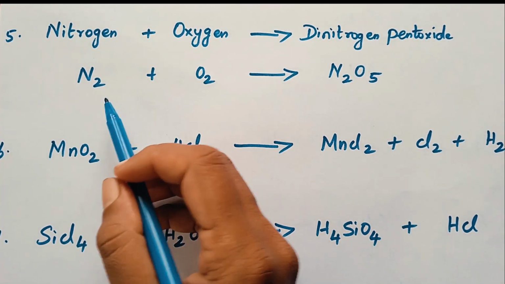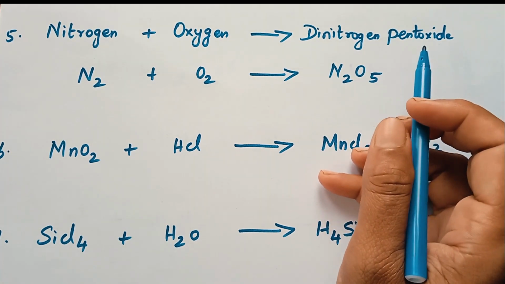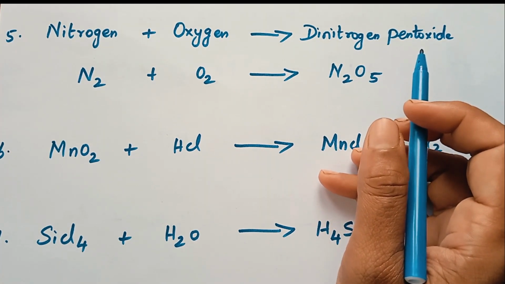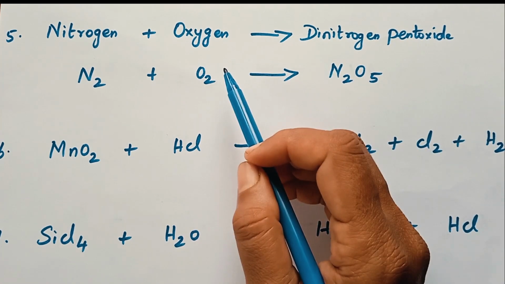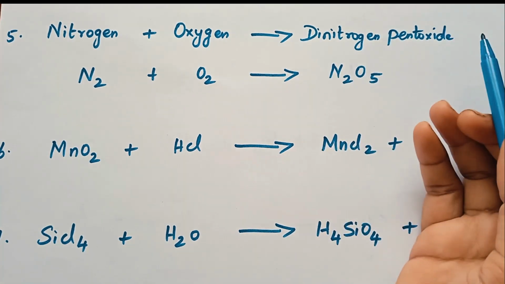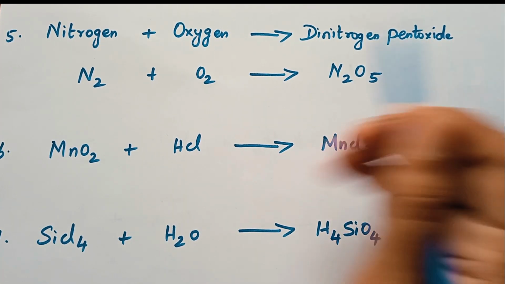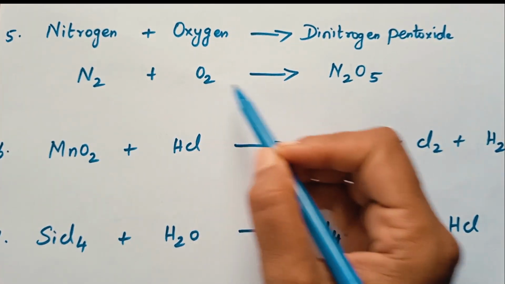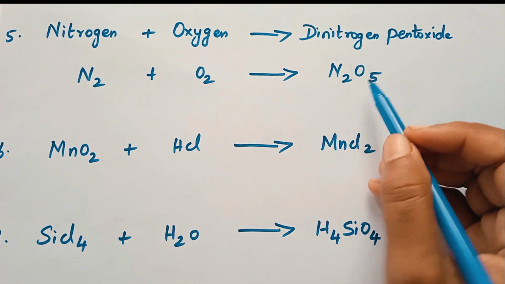Next equation is nitrogen plus oxygen gives dinitrogen pentoxide. In exam they will be asking like a statement problem, like nitrogen adds with oxygen to give dinitrogen pentoxide. In that case you have to write the formula. So nitrogen N2 plus oxygen is O2 to give dinitrogen pentoxide, which is N2O5.